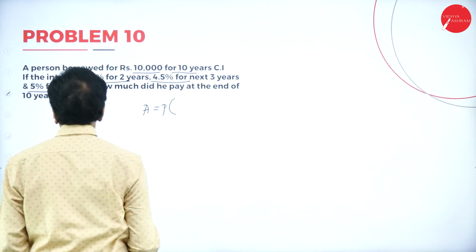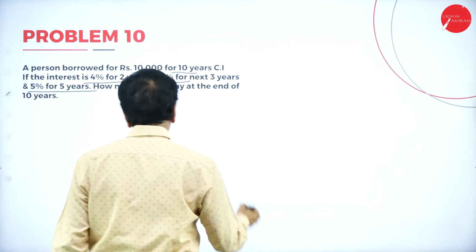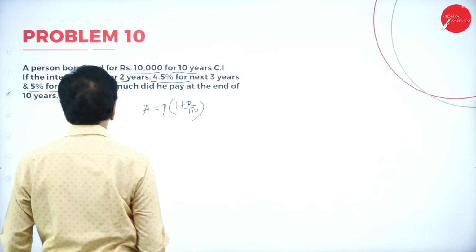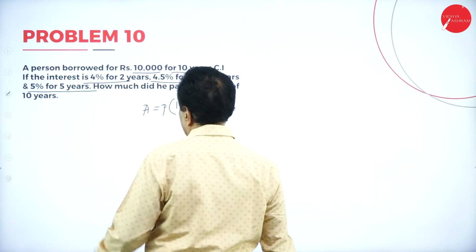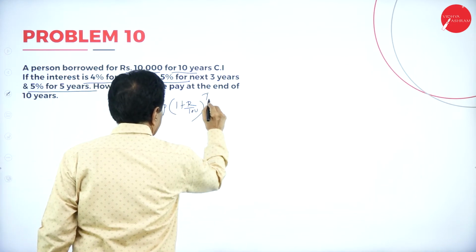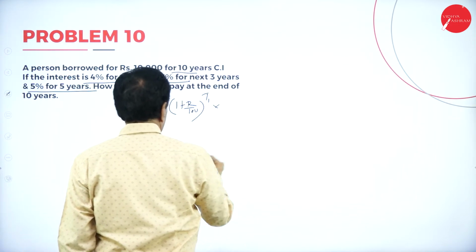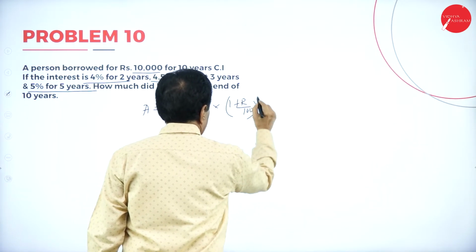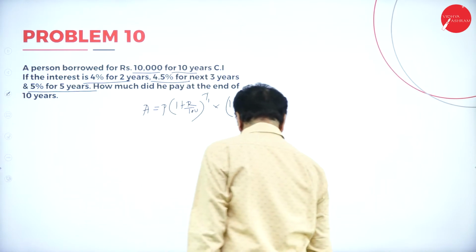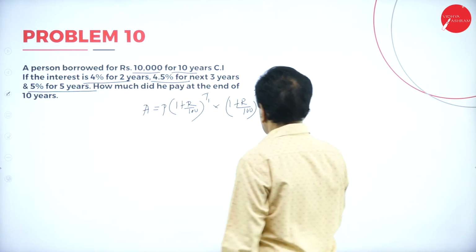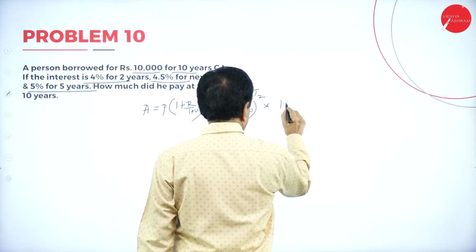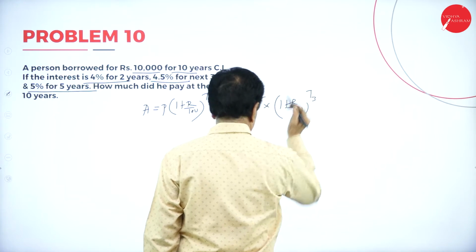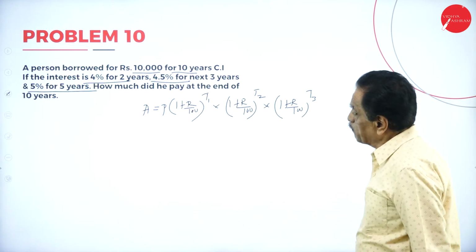So A is equal to the principal money, first, how many years he got? 1 plus R over 100. So for the first period, this is T1, into 1 plus R over 100, this is T2, second period, then into 1 plus R over 100, this is T3. Slowly we can apply now.